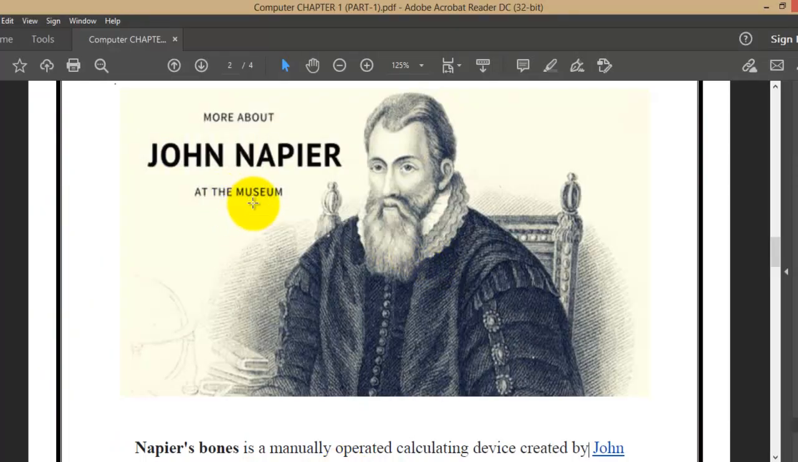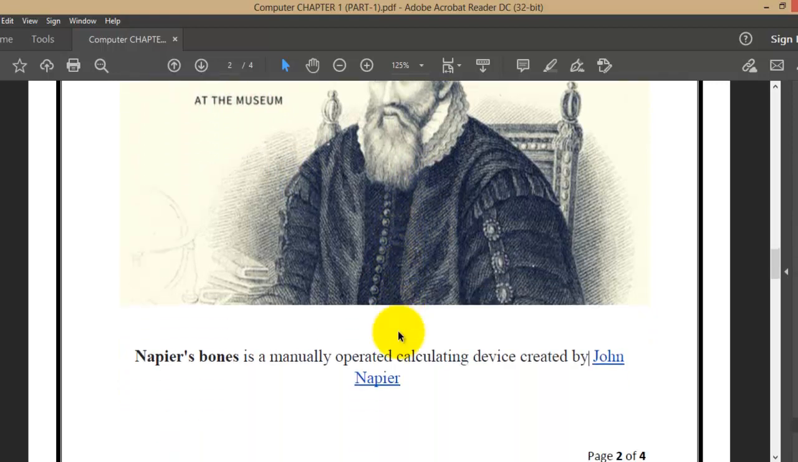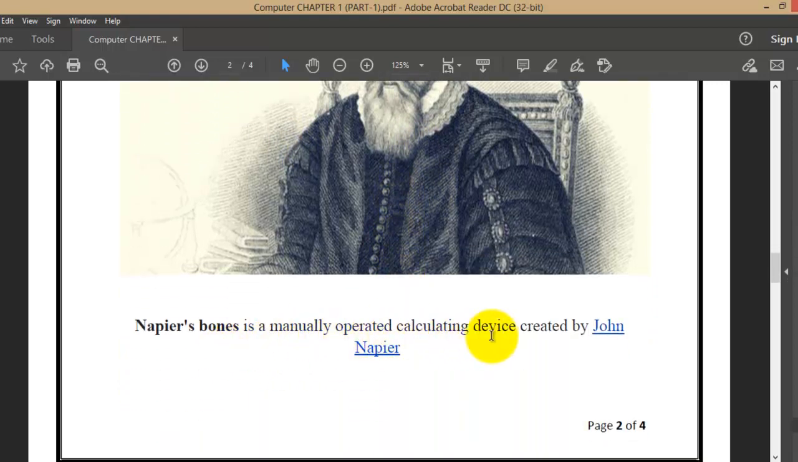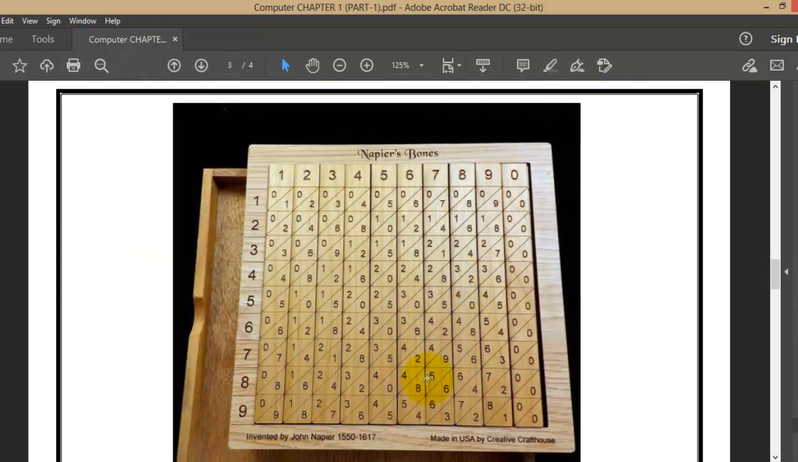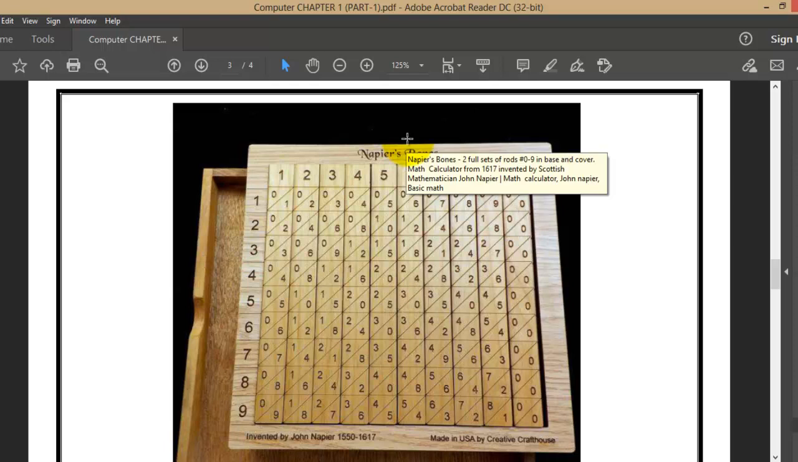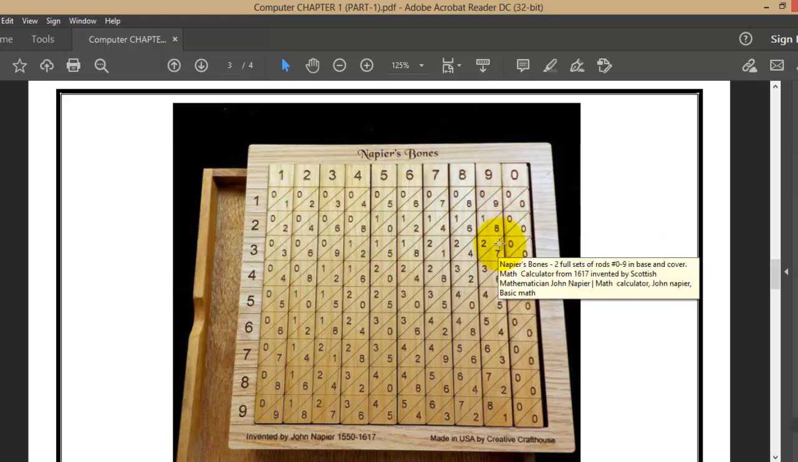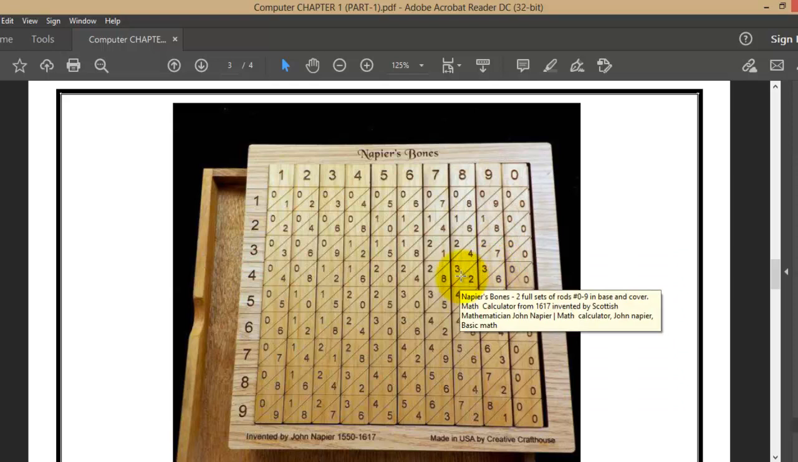So this is John Napier. This picture is at the museum. Napier bones is a manual operating calculating device created by John Napier. This is Napier bones, this is the device. I will not tell you how to calculate with Napier bones. We have this in our school also, in the math lab. You can ask your math teacher to show you Napier bones. In maths, you are going to learn how to calculate with it.